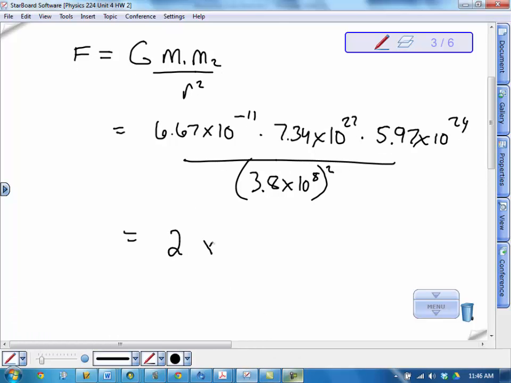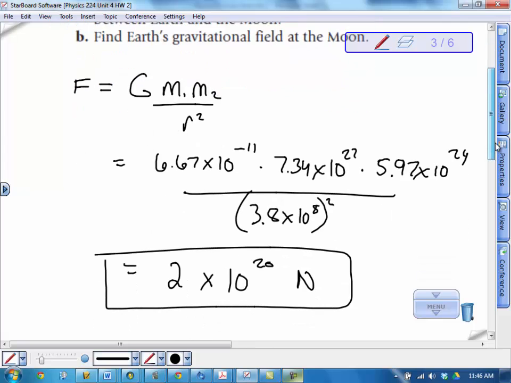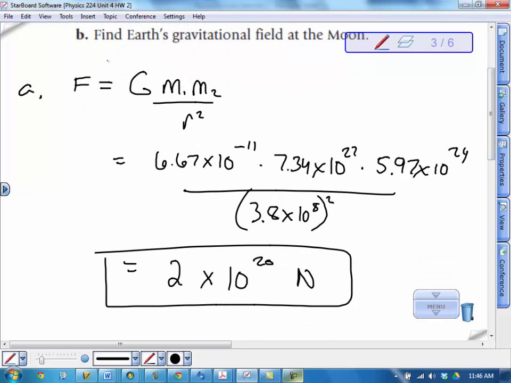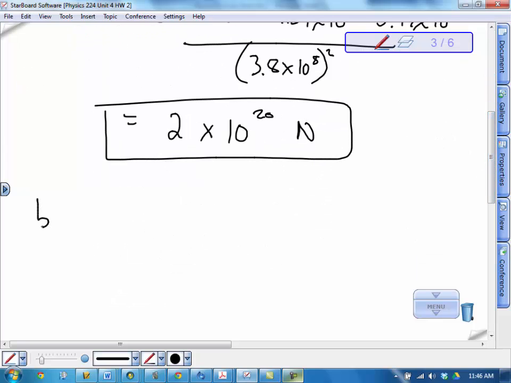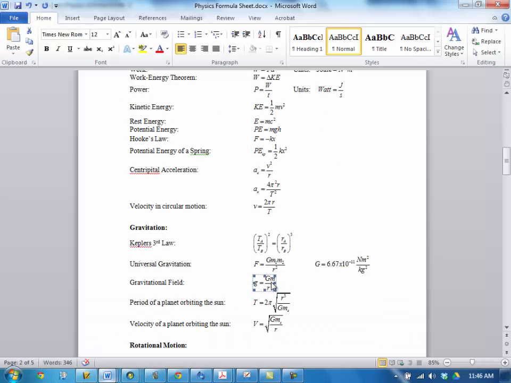Okay, it should give you approximately 2 times 10 to the 20th, and that's in newtons. So that's a huge force, obviously, with huge mass as well. That's part A. Part B says find the Earth's gravitational field at the moon. So part B wants the Earth's gravitational field. That formula's on our formula sheet, and it's right here. We just used it last time.